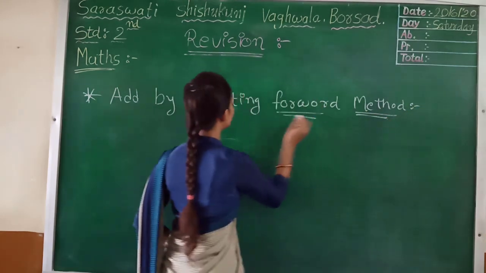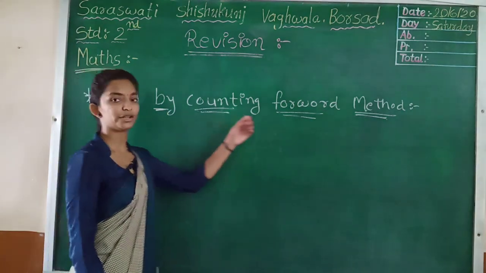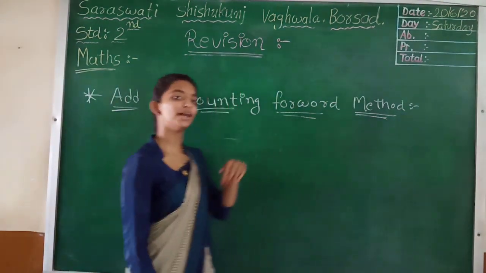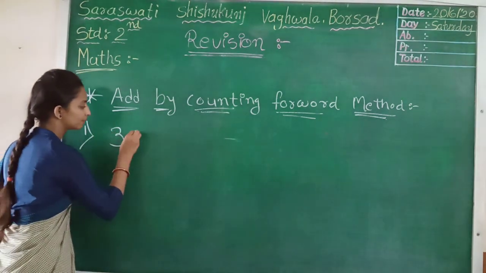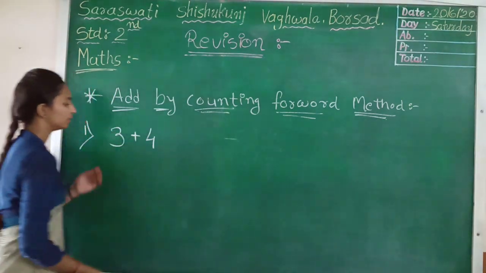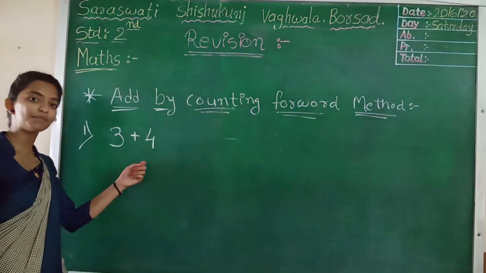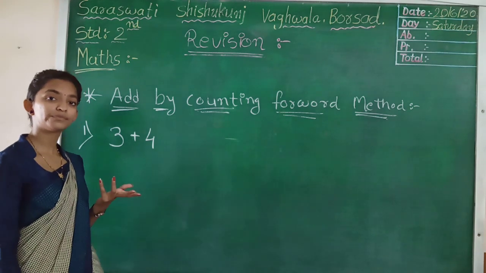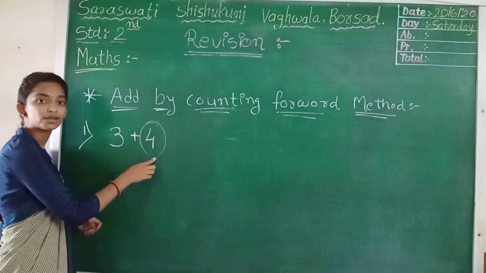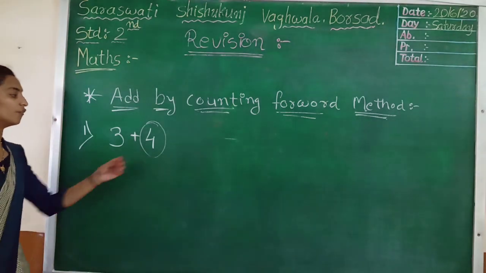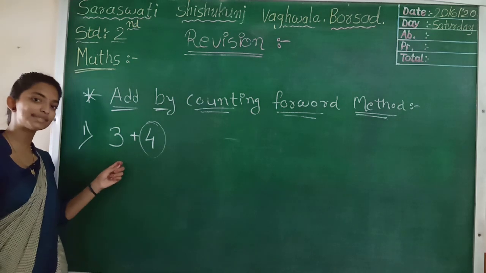Which method? Add by counting forward method. Here is the example. Let's see the example. See here, 3 plus 4. So students, tell me, what do we have to do? See, how many numbers are there? 4. So what do we have to do? We have to add 4 in 3. So let's add.